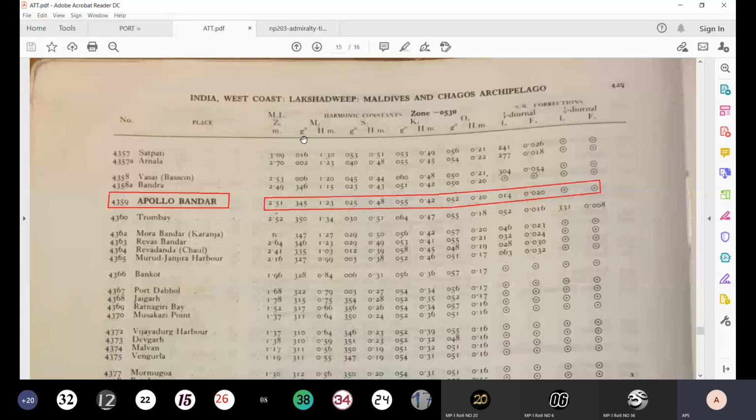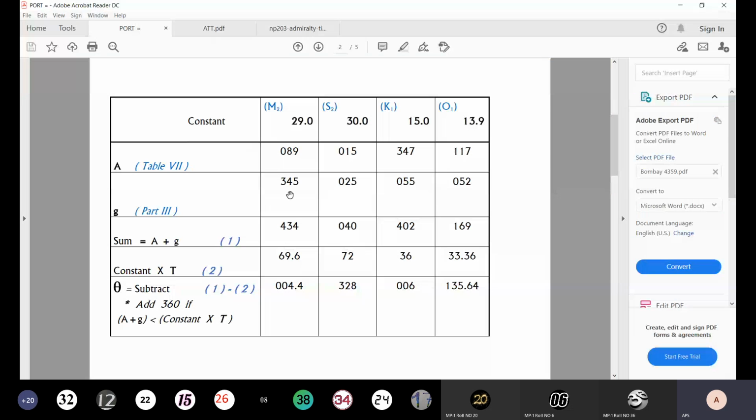So can you see that small g? This is capital H. That M means meters and this means degrees. So actually it is small g and capital H. So what is the value of small g? 345 under M2 and 025 under S2. So write down 345, 025.